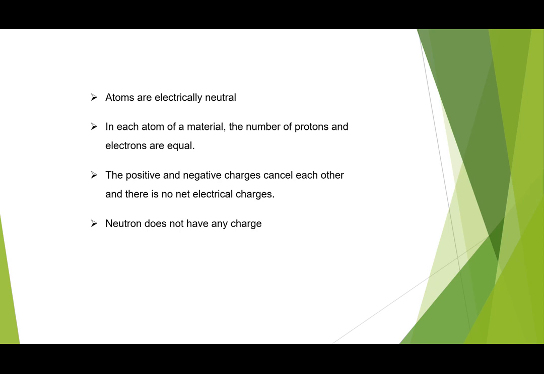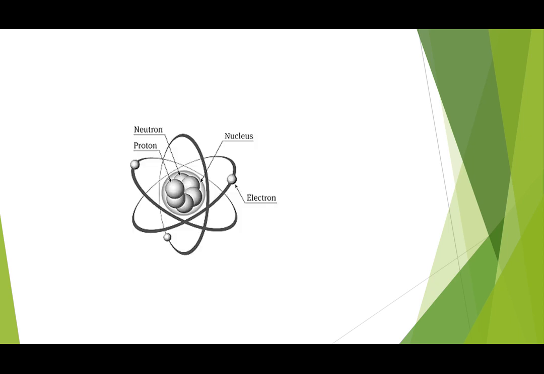The third particle in an atom is the neutron. The neutron does not have any charge. So when we are taking an atom, since the number of protons is equal to the number of electrons, the charges cancel each other and the overall charge of an atom will be zero. The figure on the screen shows the structure of an atom. In an atom, the nucleus has neutrons and protons and the electrons are revolving around the nucleus.